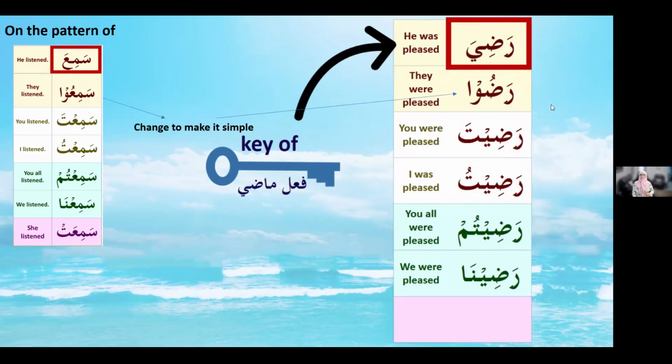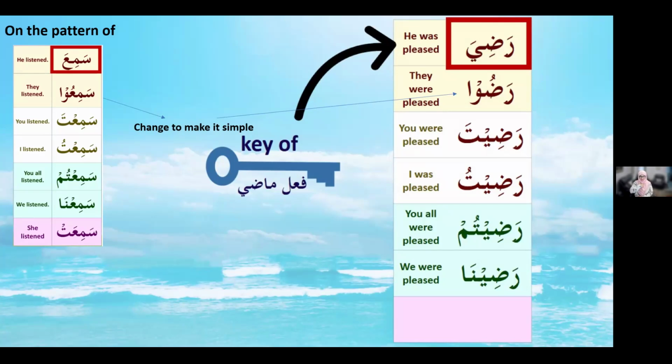So to make it easy, what do we do? We just make radu. Radu. It's simple. Radiya, radu. So radiya, radu. So this is one difference or one change in this. Rest of it will all be like the samiya pattern. Same pattern. سمع سمعوا سمعت سمعت سمعتم سمعنا سمع. Same pattern. So let's do رضي. So رضي رضوا رضيت رضيت, you are pleased.